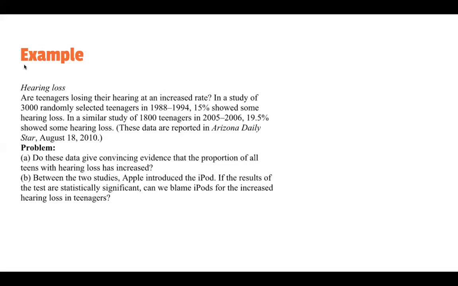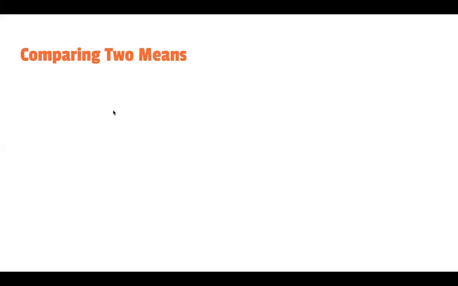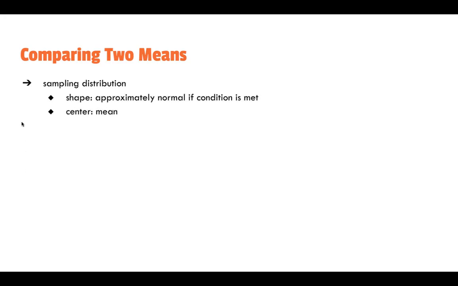Okay, so moving on to means, we're finally at 10.2, means. Same kind of information. Sampling distribution has a shape that's approximately normal if the condition is met. The center is going to be the mean. This time, as you might imagine, the mean is going to be mu1 minus mu2 instead of p1 minus p2 because it's means and not proportions. And we've got standard deviation.